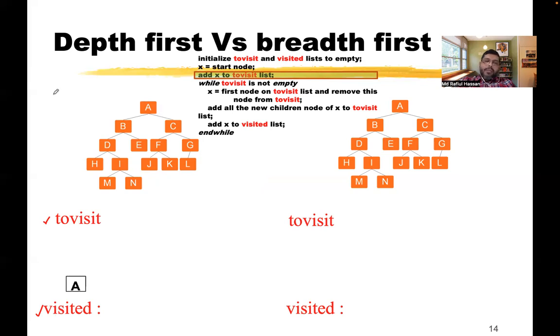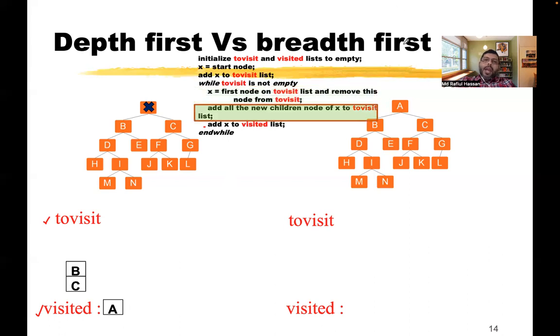Now what will happen while to visit is not empty? Yes, to visit is not empty because to visit has got the value A, so the condition is true. So it will go into the loop, and then it will take out this element A from the to visit and add this element to the visited list. And then what will happen? It will add the children of A. What are the children of A? The children of A are B and C. These two children will be added to the to visit list. Okay, so we'll continue this process like this.